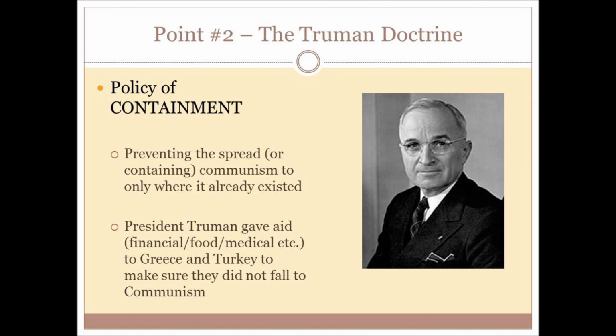Their goal was not to get rid of communism where it already was, because they knew that was an impossible feat. But at the same time, they thought they could stop the spread of communism. The way they thought they could do that was by helping out countries that might fall to communism. The Truman Doctrine helps out Greece and Turkey by providing them with financial aid, food, and medical supplies to make sure they did not turn communist.